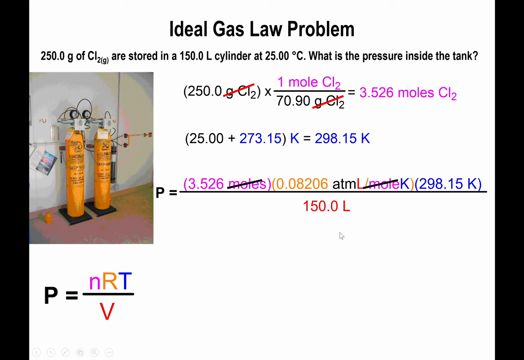Notice that the moles cancel out, the liters cancel out, and the Kelvin units cancel out. All that's left is atmospheres. So multiply 3.526 by 0.08206, multiply by 298.15, press enter, divide by 150, press enter, and you'll find out that the pressure is 0.5751 atmospheres. And that's in keeping with the significant figures, since we have 4 sig figs in every single number here.